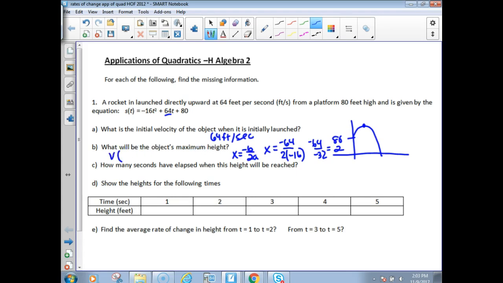So basically, if you find the vertex, which is at 2 something, now I'm going to plug in 2 in here: negative 16 times 2 squared plus 64 times 2 plus 80. This would be negative 16 times 4, which is negative 64. 64 times 2 is 128. And then plus 80. Negative 64 plus 128 is 64. So we get 64 plus 80, which is 144. The maximum height is the second value. It's the y value. So it would be 144 feet.